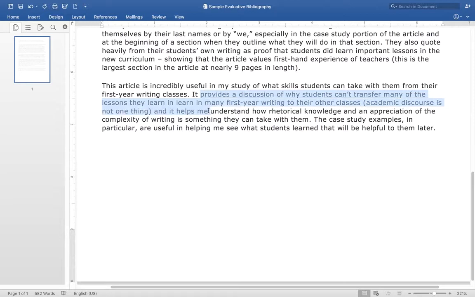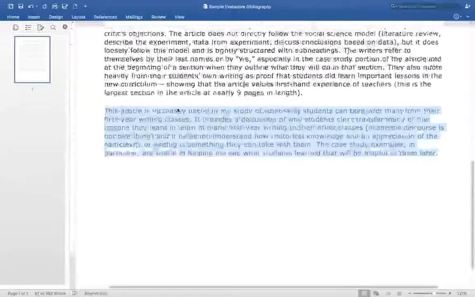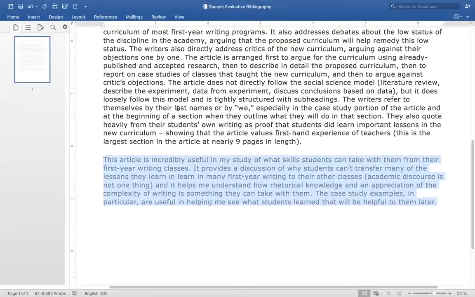Well, it provides a discussion of why students can't transfer many of the lessons they learn in first year writing classes, okay? And it helps me understand how rhetorical knowledge and an appreciation of the complexity of writing is something that they can take with them, okay? The case study examples in particular are useful to help me see what students learned, and that will be helpful to them later. Okay. So the third section is a paragraph that articulates how specifically it's going to function within your work.